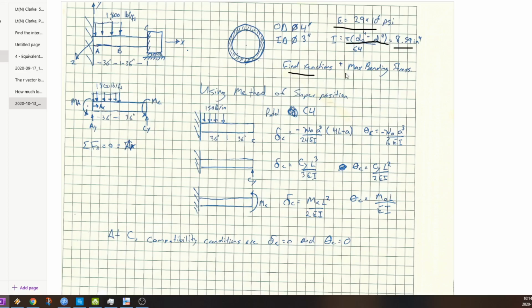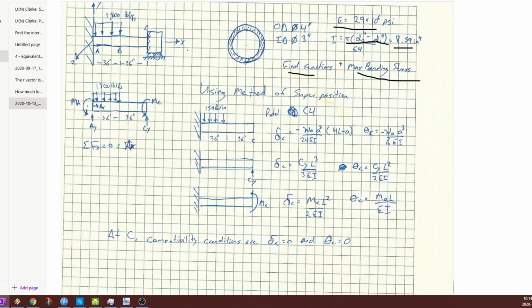And we want to find what the reaction is and the maximum bending stress. And the loading situation is as such. So it is mounted to the wall at A. It has a 1,800 pounds per foot distributed load between A and B. That's over a 3-foot section or a 36-inch section. There's another 36 inches.